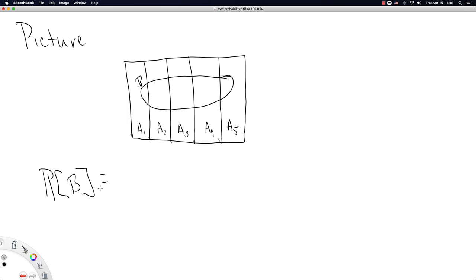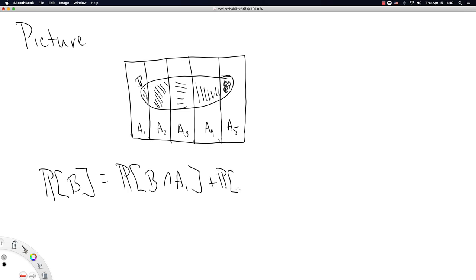Now, the probability of B consists of many different intersections. It's the intersections of B with A1, this space, B intersect A2, B intersect A3, B intersect A4, and B intersect A5. Because the Ai are disjoint, we can just add up all of these intersections of B with each Ai. So here we have the probability of B intersect A1, plus B intersect A2, plus, I'll just shortcut it and say dot, dot, dot, all the way out to B intersect A5.